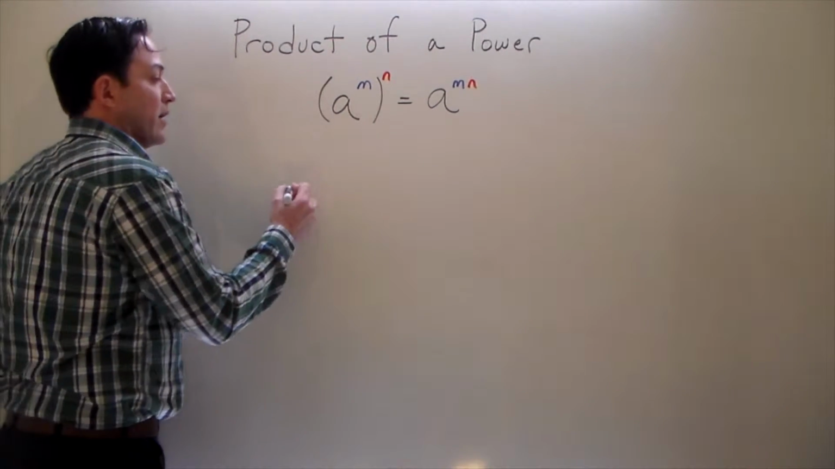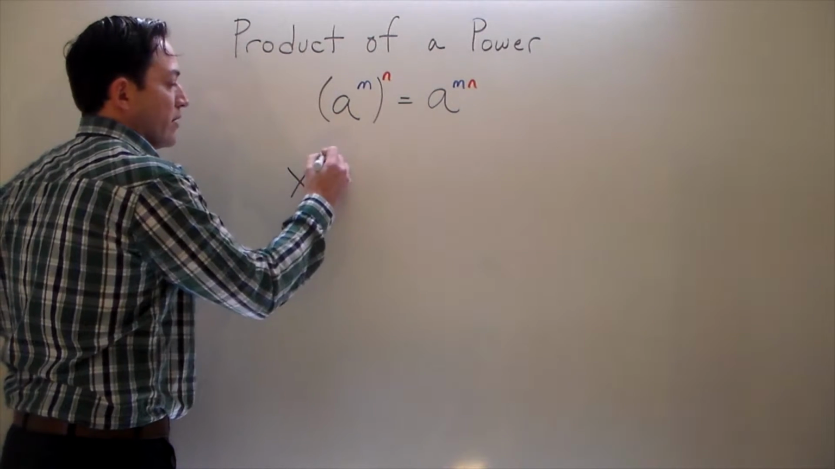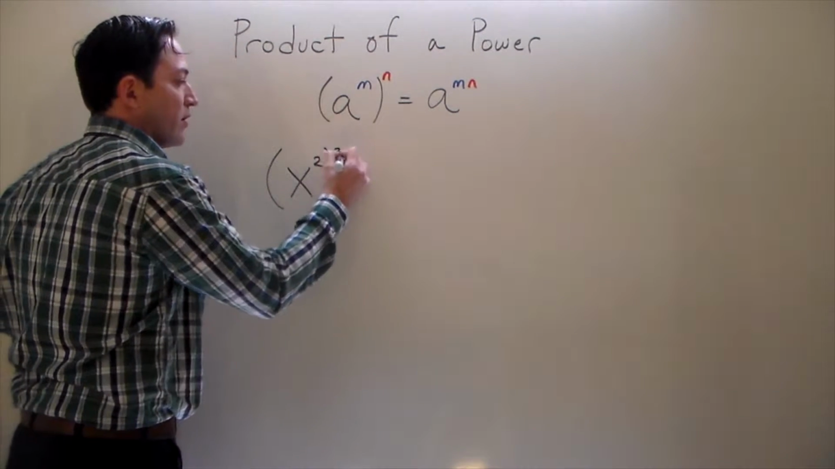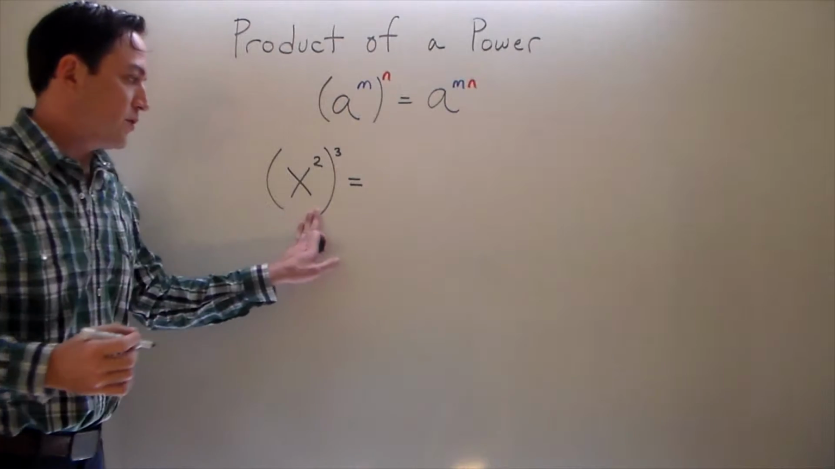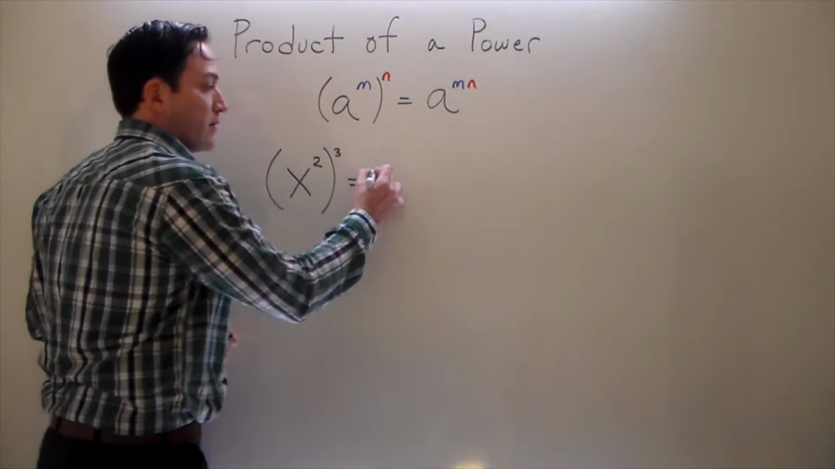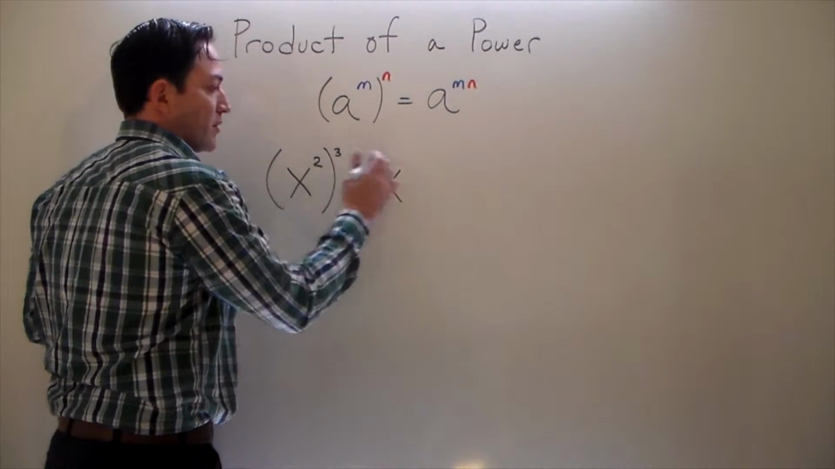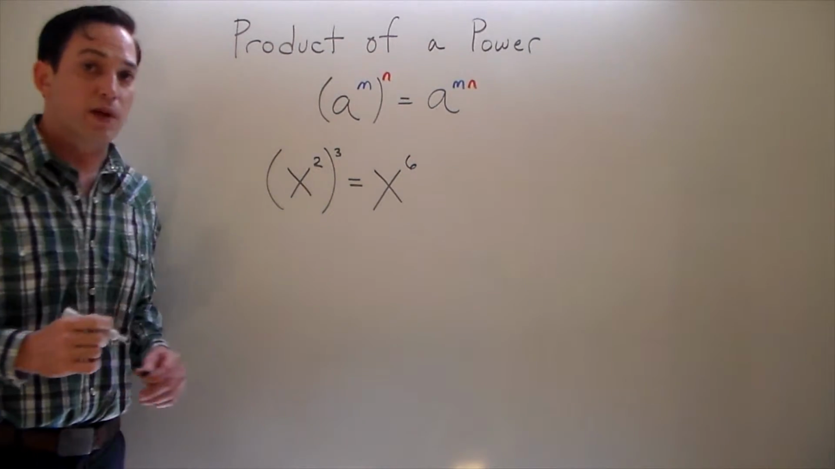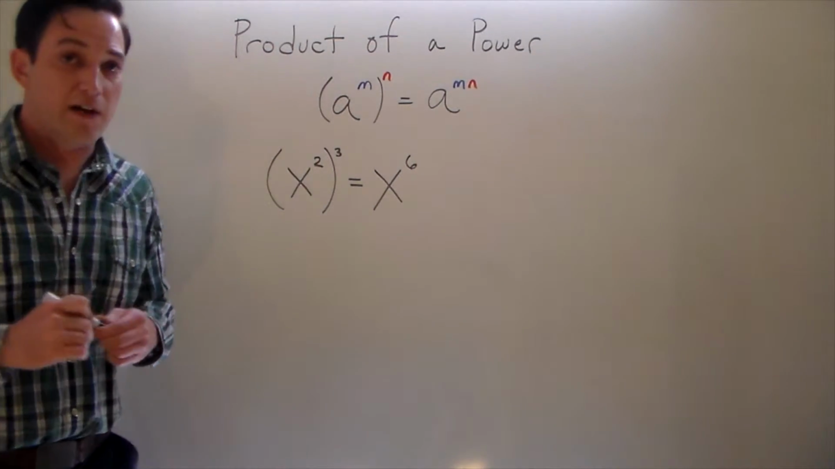If I had x squared raised to the third, the result would just be x, 2 times 3 would just be x raised to the 6th. That's all you'd have to do.